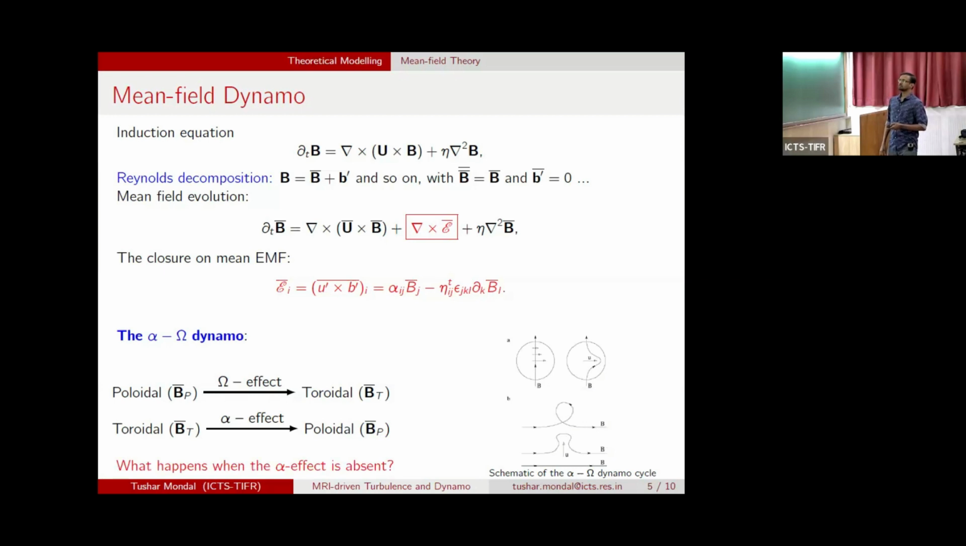But what happens if the system does not have any helicity, or the alpha effect is absent? Here I will try to explain a new dynamo mechanism where the alpha effect is completely absent. That means when this kind of stratification is not there, the alpha effect will not operate.